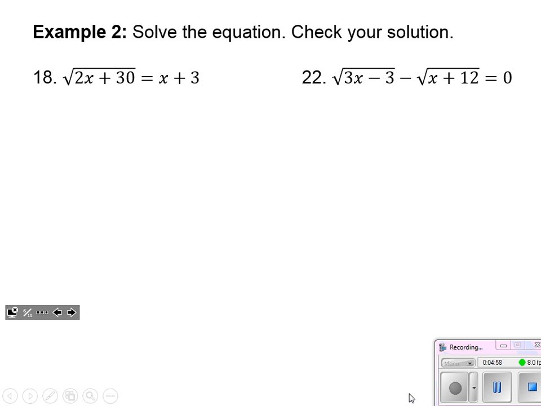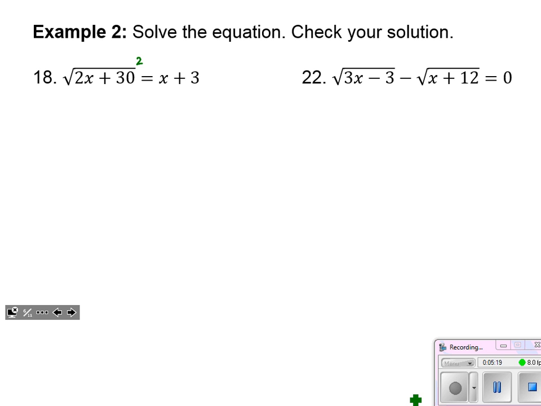Okay, obviously those are pretty straightforward. We had one radical and it was pretty easy to eliminate and isolate. For number 18, this is probably the most involved problem from a writing standpoint. You can see our radical is isolated, but there's also another variable on the right-hand side. Well, how do I eliminate that radical that's isolated?